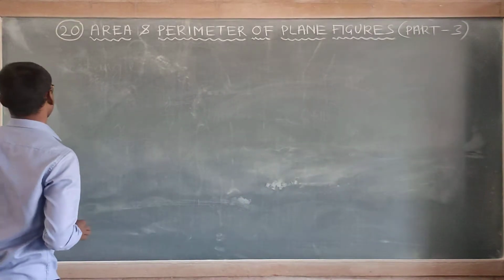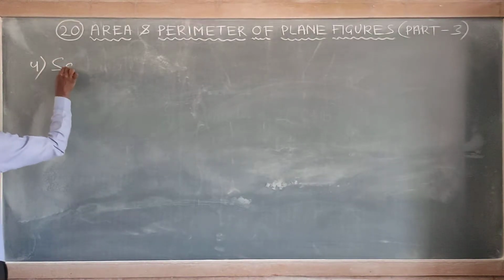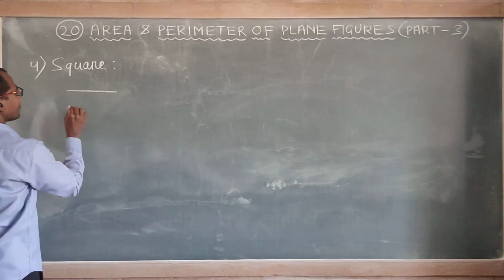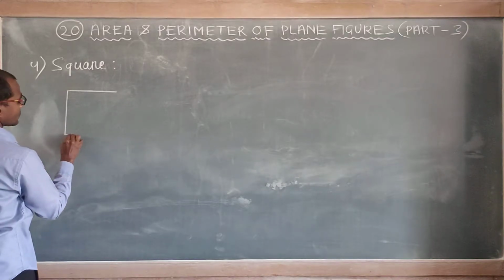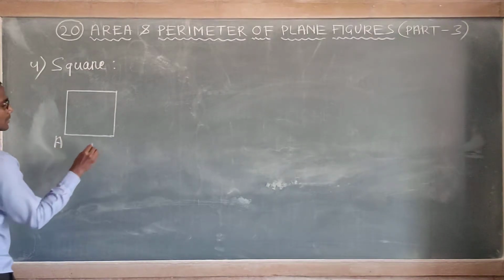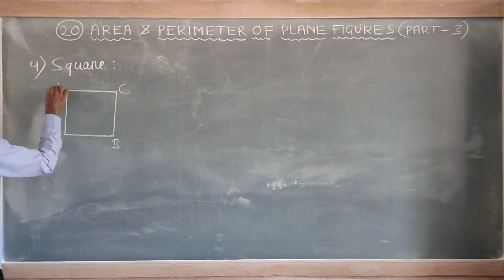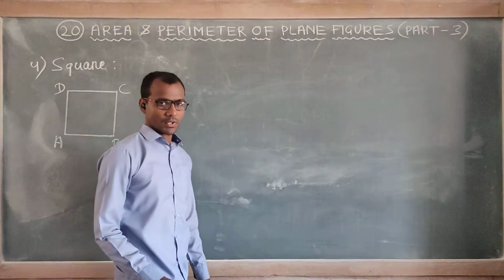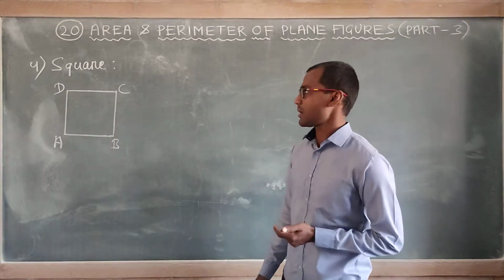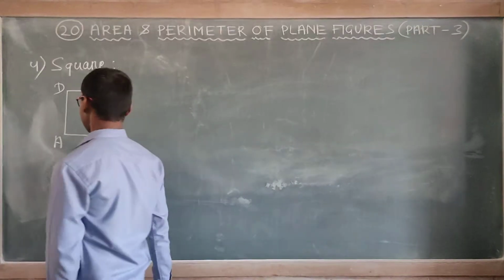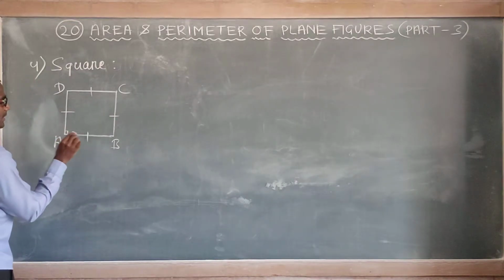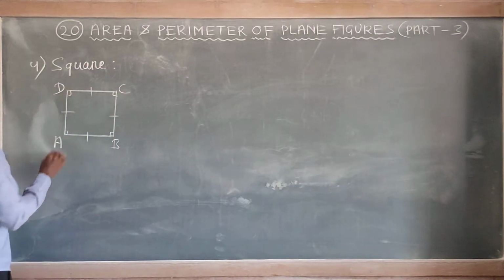Next, after rectangle we have square. You already know what a square is. It is a special type of rectangle in which adjacent sides are equal. I have already explained about this in the chapter rectilinear figures: square, rhombus, parallelogram, trapezium, rectangle, etc. All the properties I have explained. In a square, all the sides are equal and each angle is 90 degrees. It is very special.